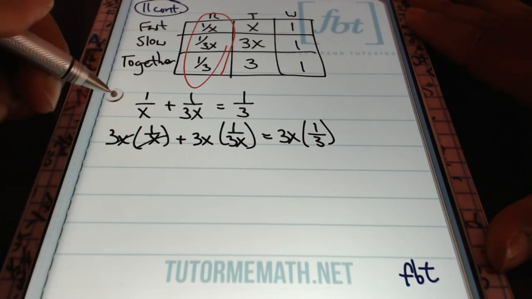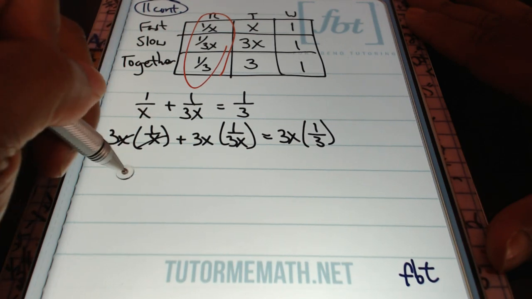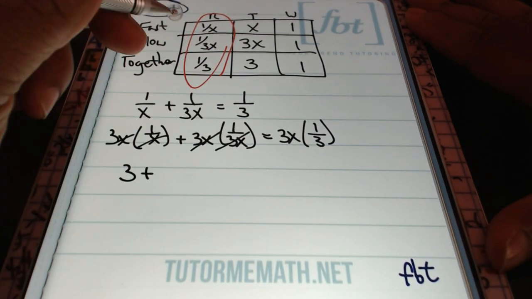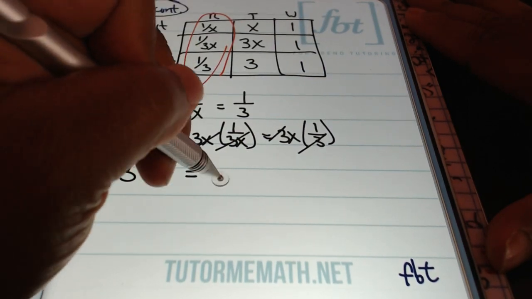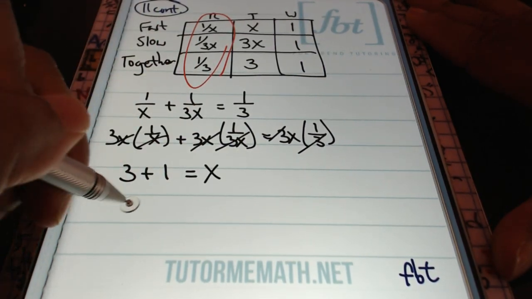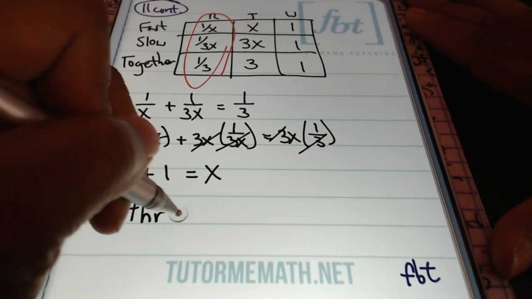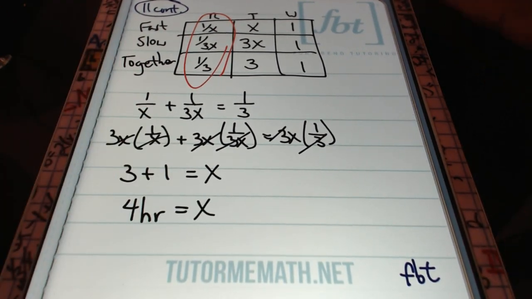The x's will cancel out, guys. I end up with 3 times 1, which is 3. The 3x's cancel out in that second term to leave me with 1. The 3's cancel out, guys, to leave me with x. Guys, do you know that 3 plus 1 is 4 hours? What? Are you telling me that we have the answer?